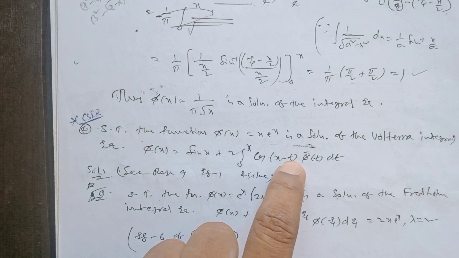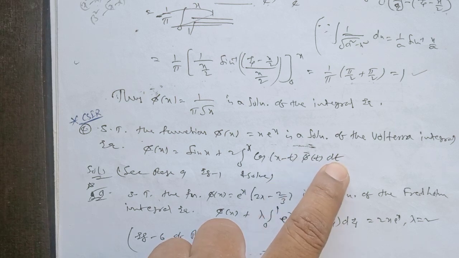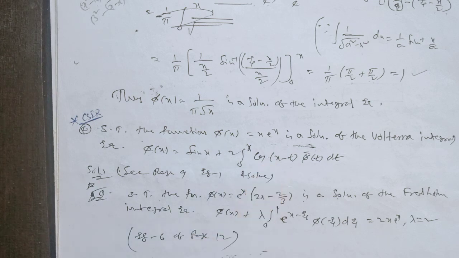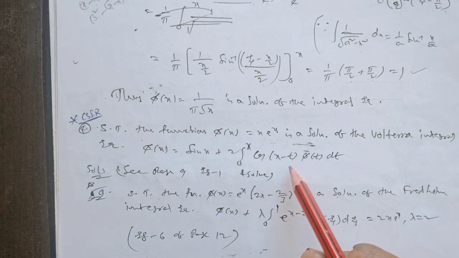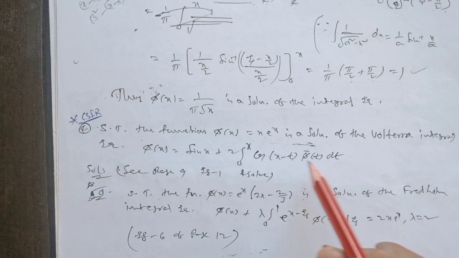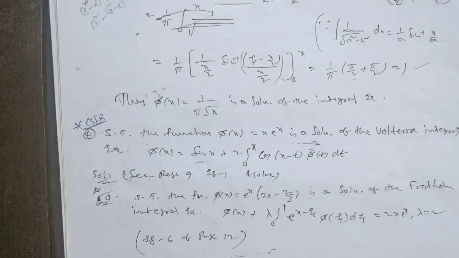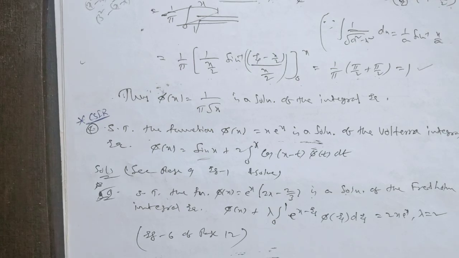Instead of xi, here they have taken t, so integration is with respect to t. Okay, just a change. The kernel is cos of x minus t. Phi is an unknown function, and sin x is f of x. So try to solve this problem in a similar manner.